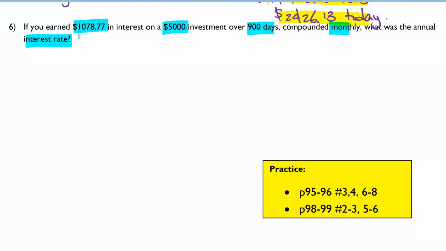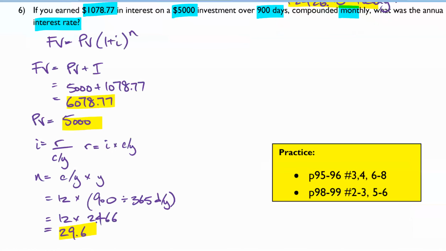I'm going to reveal the answer after my countdown from 3 to 0. So during my countdown, pause the screen and try it yourself. 3, 2, 1. All right, so did you get these values?